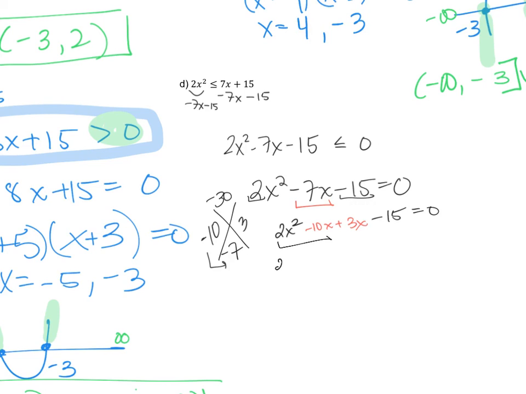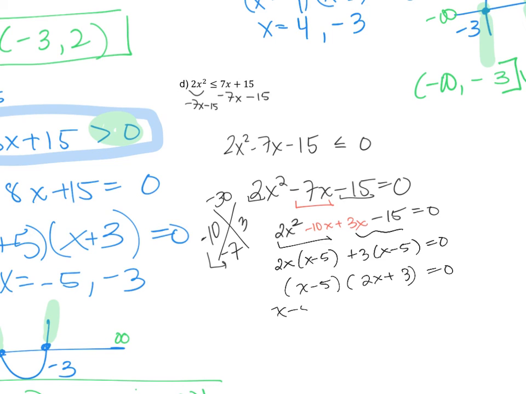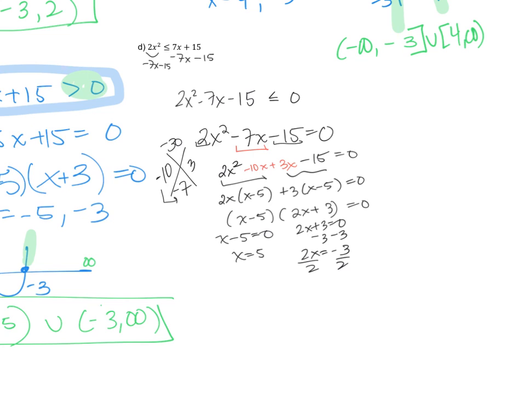So the first two have a 2x in common. I'm left with x minus 5. The next ones have a 3 in common. I'm left with x minus 5. So this factors to x minus 5 times 2x plus 3 equal to 0. So, I mean, I can just look at the first one, x minus 5 equals 0. That's when x is 5. Some of you guys can already do it with this, but if not, you can solve that. So that's 2x equals negative 3. Divide by 2. And so we're getting x equals negative 3 over 2.